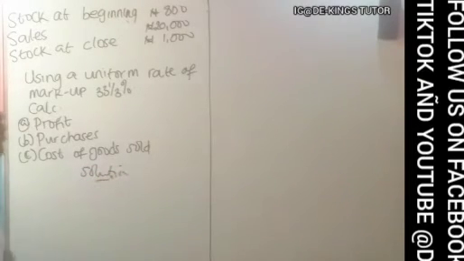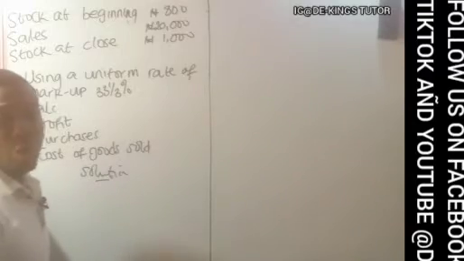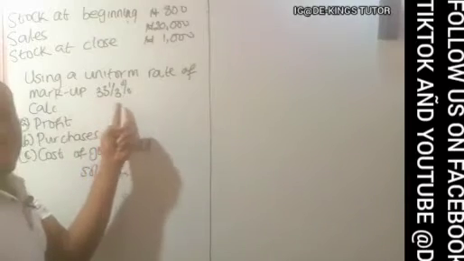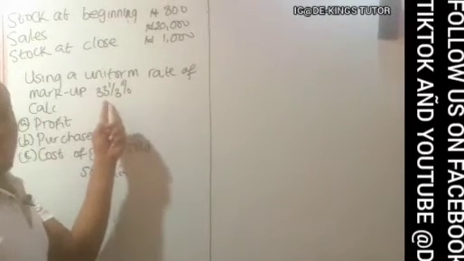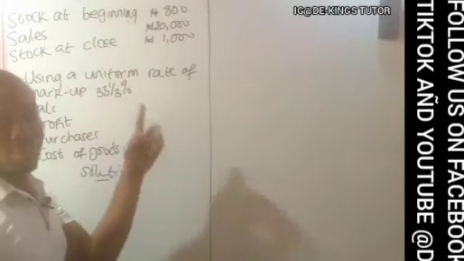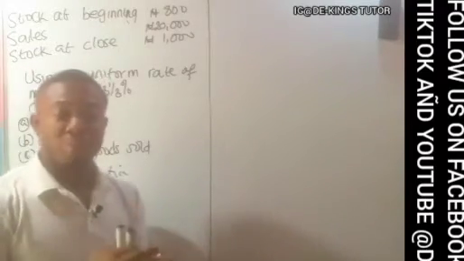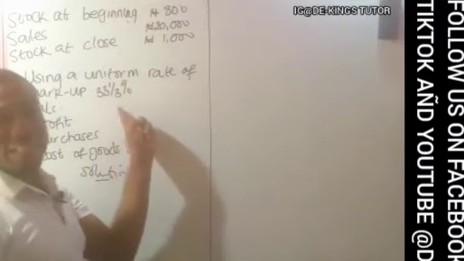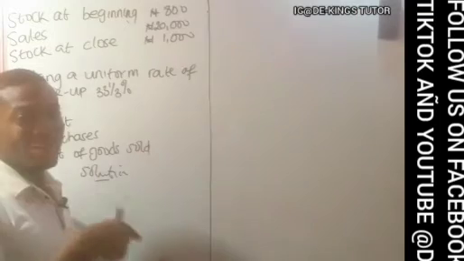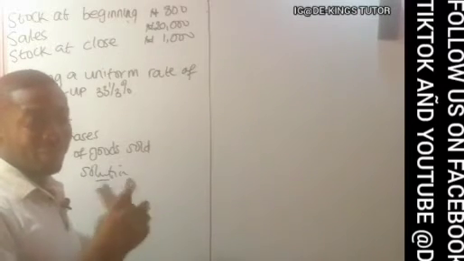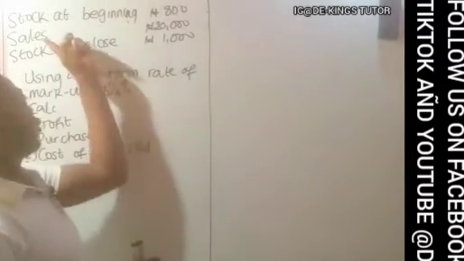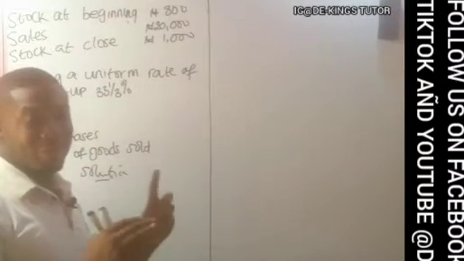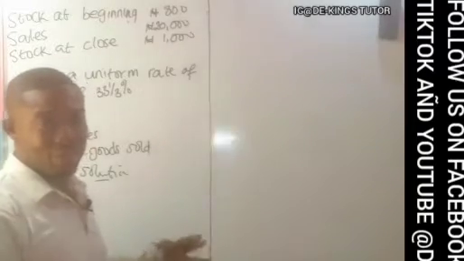While we were treating markup and margin, we said if we are given sales and markup in percentage, we should convert the markup to margin, because margin is the relationship between profit and the selling price, or sales. So we are given sales and a percentage markup, so we have to convert to margin. That's the first thing we should do. And even when we are given cost and margin, we have to convert to markup. We treated that in detail in the previous video, so I advise you to watch it, check the description below.